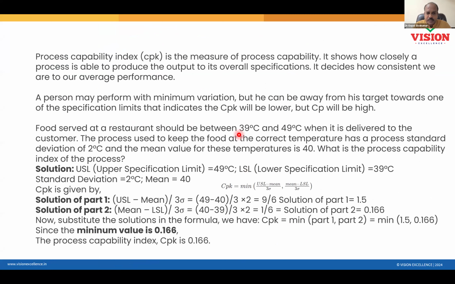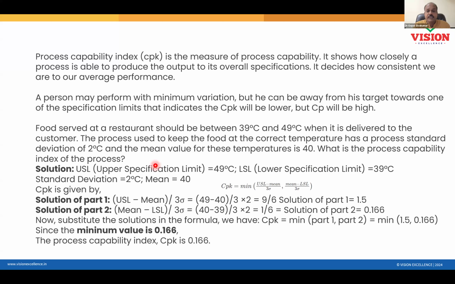A 5-star restaurant manager wants to ensure all the customers, all the people who come for dining with the hotel, are always satisfied. So he understood customers prefer the food to be maintained at a temperature between 39 and 49 degrees Celsius. Now, what is the upper spec? 49 degrees. Lower spec is 39. Always the center is the target, right? When you have an upper spec and lower spec, the center is the target. Target is clear, upper spec is clear, lower spec is clear.